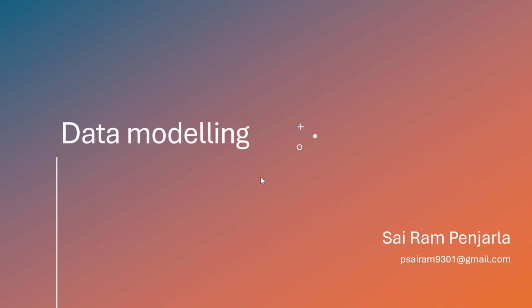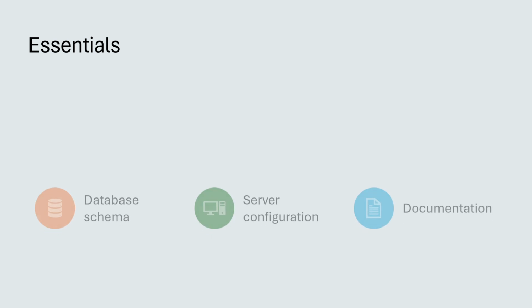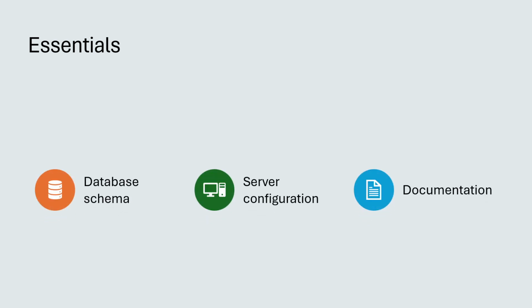So today we are going to learn about data modeling, how exactly data modeling works, what it is all about, and I'm going to cover some of the fundamental concepts of data modeling. These are going to be some essentials and also some intermediate level concepts. In essentials, we've got database schema, server configurations and documentation.